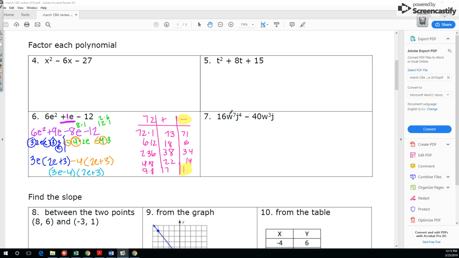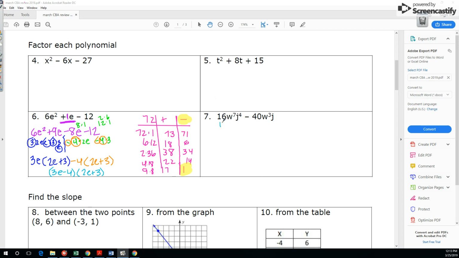Okay, number 7 is just a GCF problem. I know because I have multiple variables. I only have a binomial, so I can't be making all these tables and everything because I don't have an A, a B, and a C. I don't have a variable that's squared, a linear variable, and a constant. So I'm just looking for the greatest common factor.